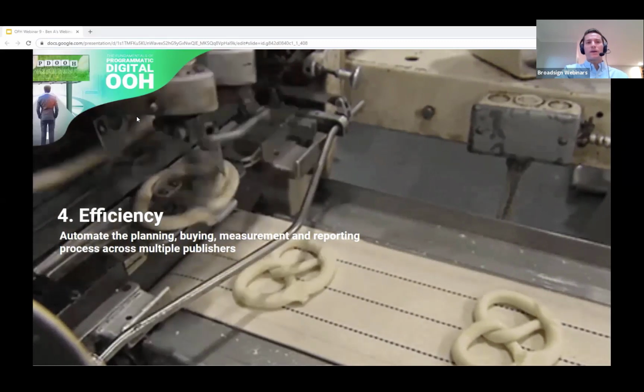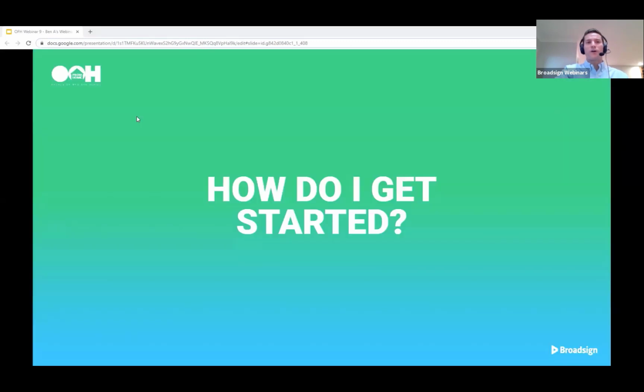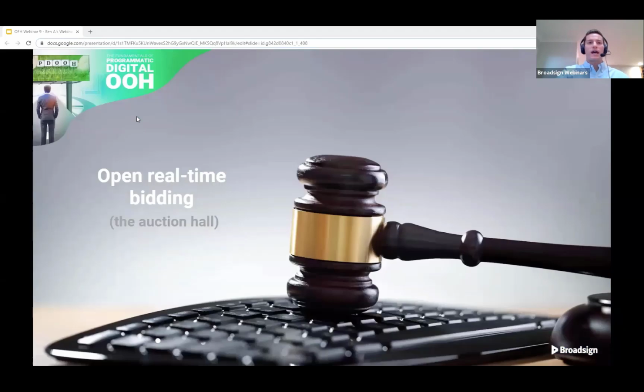So those are four key benefits of buying digital out of home programmatically. What you might now be thinking is, this is amazing. Where has programmatic digital out of home been my whole life? How do I get started? How do I buy my first programmatic digital out of home campaign? And there's actually a few different ways in which you can buy digital out of home programmatically. So let's take a quick look at a few of those now.